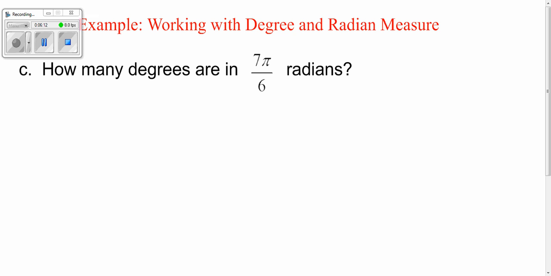All right, and then this one I gave you in radians, and I want you to give it to me in degrees. So I will multiply by 180 over pi. The pi's will cancel, and I can just multiply 7 times 180 and divide by 6, and I should get 210 degrees.